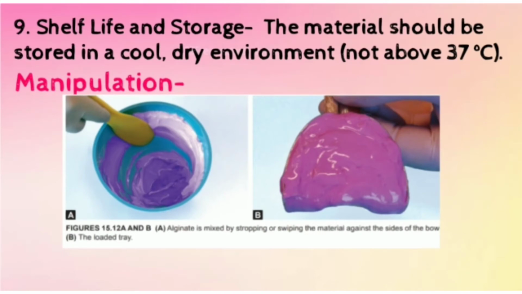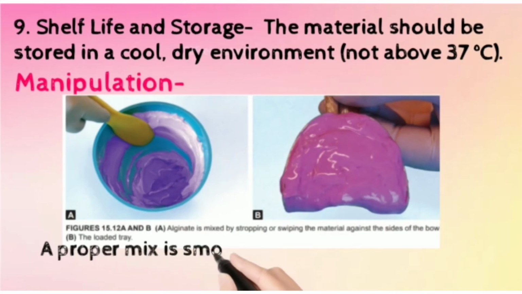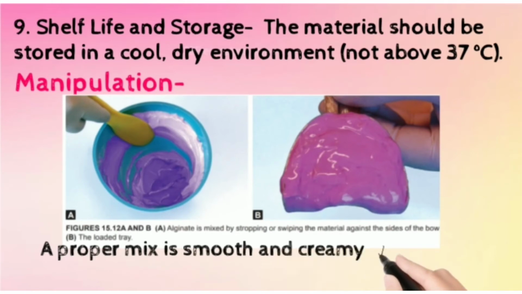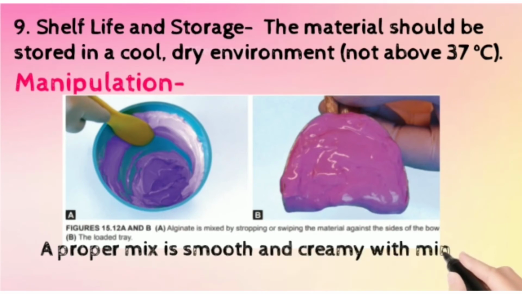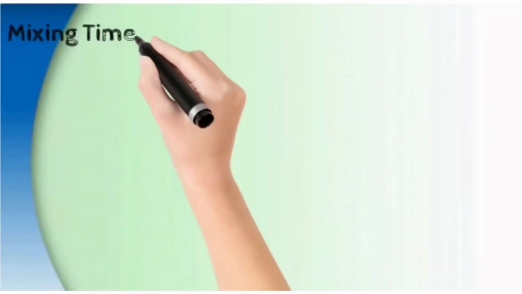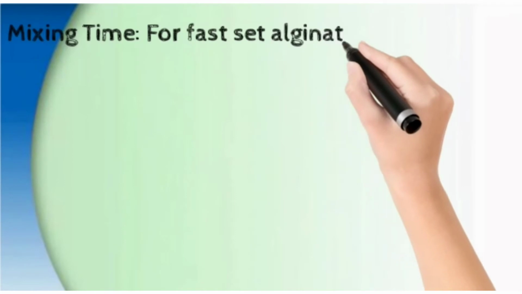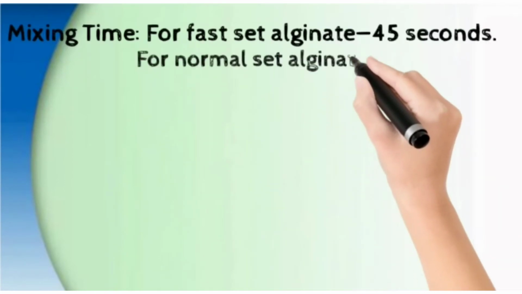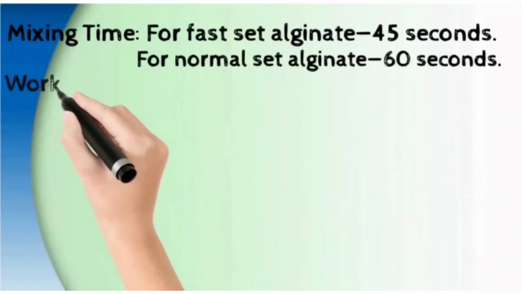Then you can see that mixing time for fast set alginate will be 45 seconds, and for normal set alginate it will be 60 seconds. So to reduce the voids we are going to mix it very properly. Then working time, for fast set alginate it will be 1 minute or more, and for normal set alginate it will be 2 minutes.